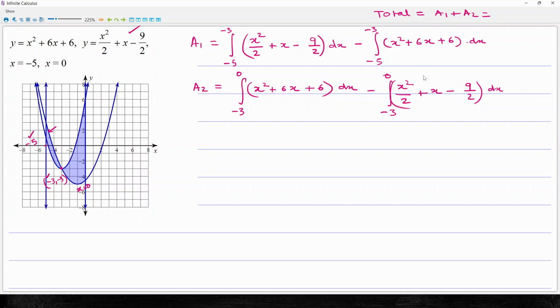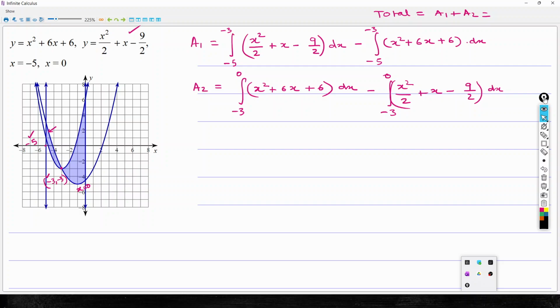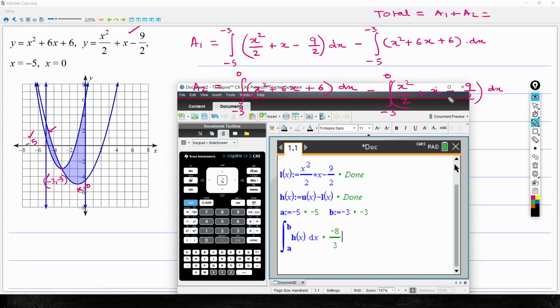Sorry, it seems like the XP pen is not working. So what we need to do is we need to write this as equal to minus 8 over 3. That makes it 8 over 3.